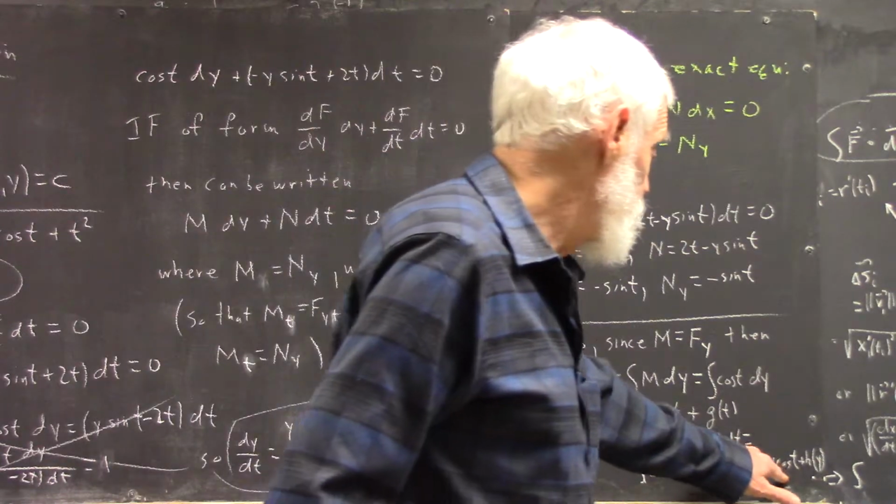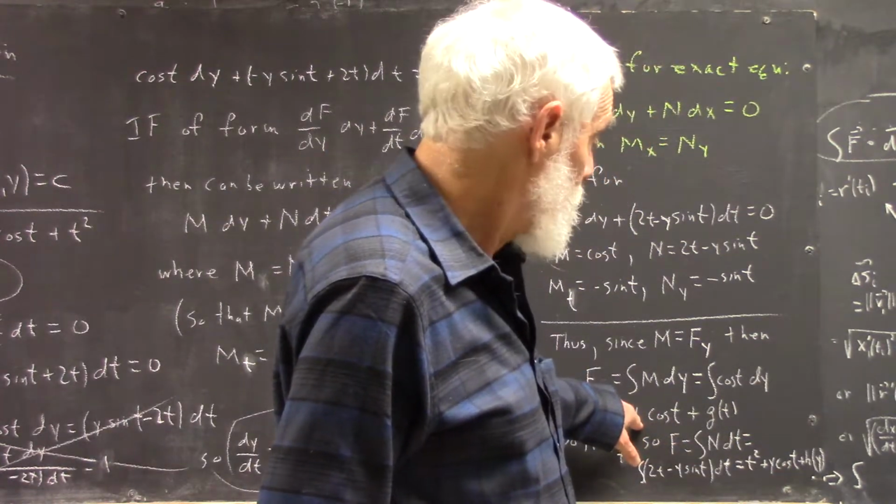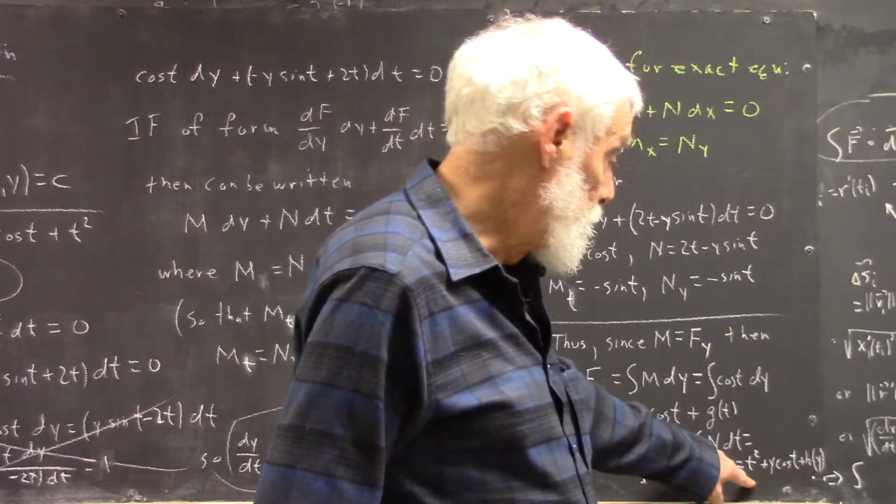Okay, now these reconcile, they both have the y cosine t, right? Now what does this one have that this one doesn't? Well, it has a t squared, right?